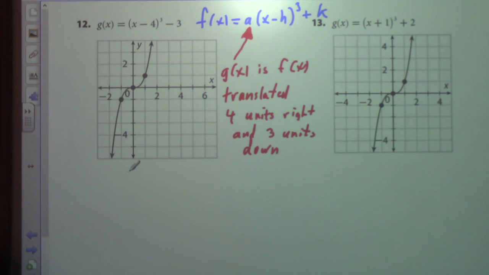So this -1 is going to be translated to become... what do we do with this one? What do you do with this -1? You add 4. So add 4, -1 plus 4 is 3. And then -1 minus 3, that's -4.